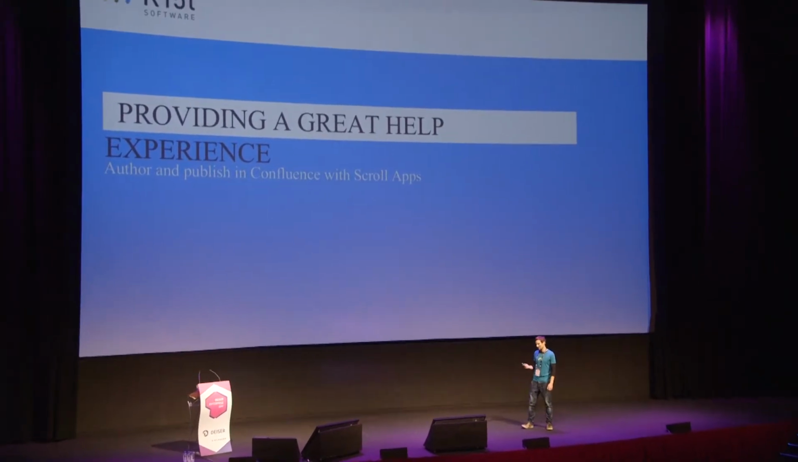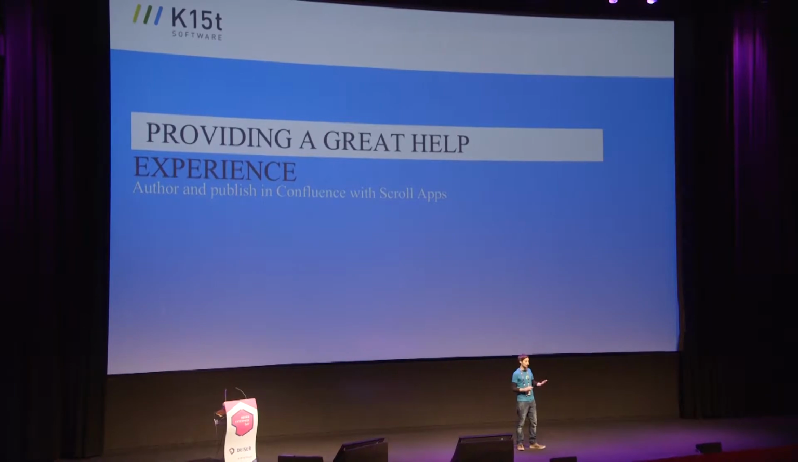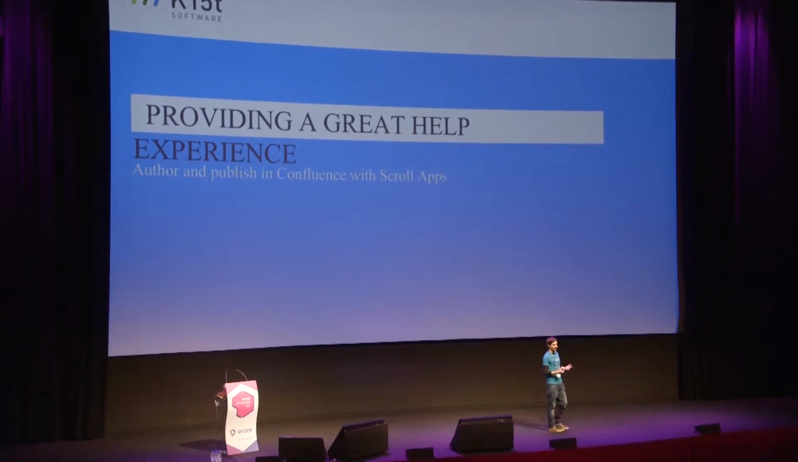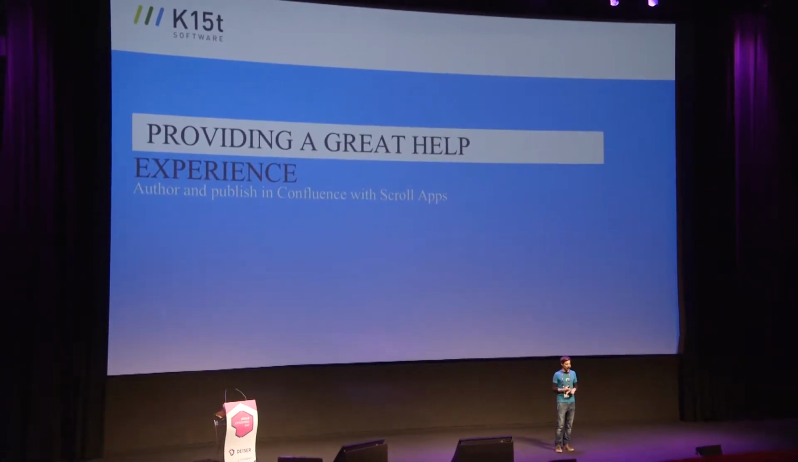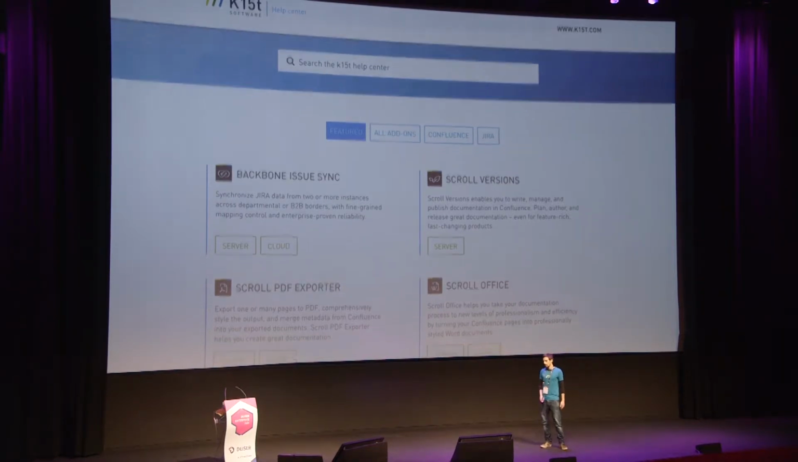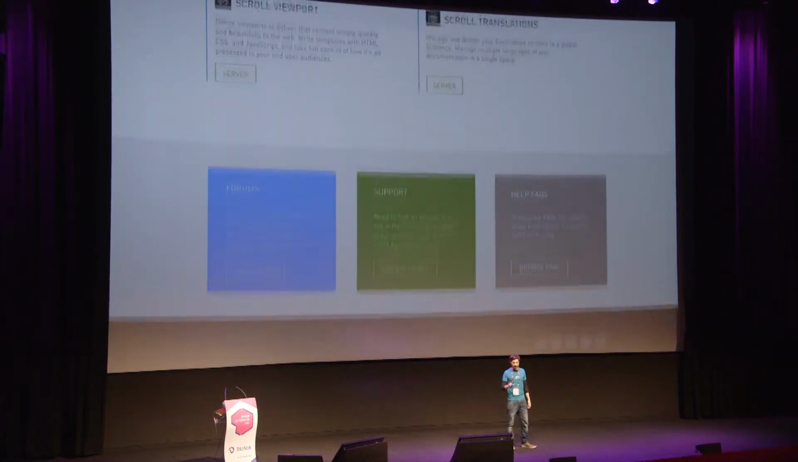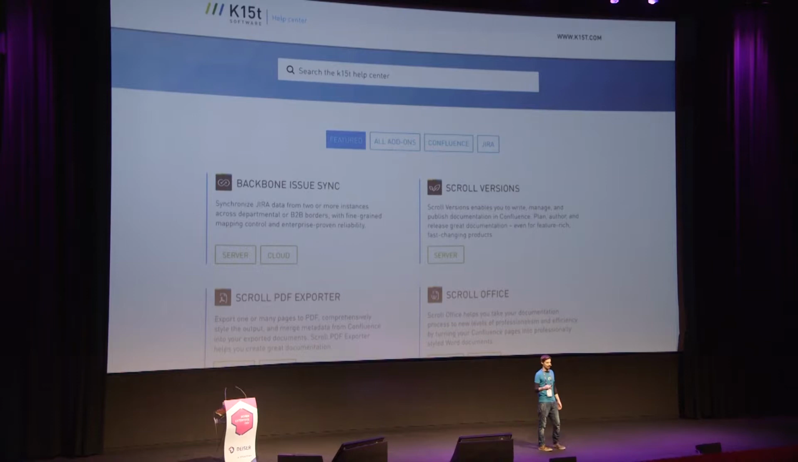And speaking of apps, now I want to tell you about how you can create a beautiful help center with just Confluence and our scroll apps. And the best way to do this is probably to look at our own help center, which we created by just using Confluence and our apps. We have a dashboard with all of our add-ons, and in the top we have a search bar.